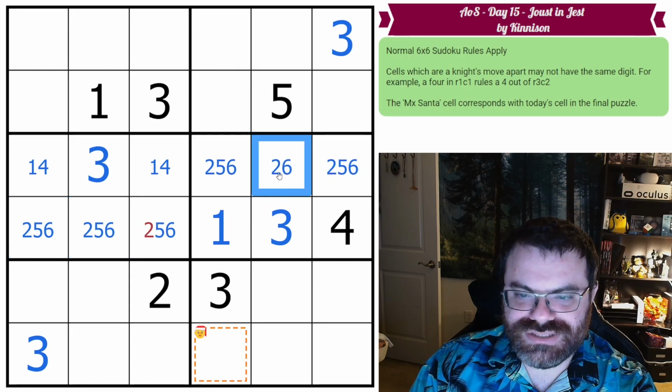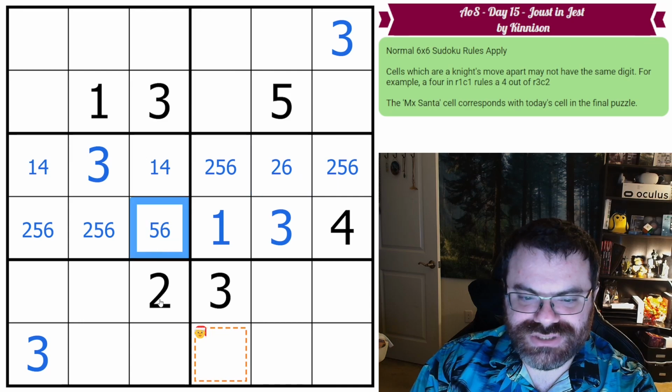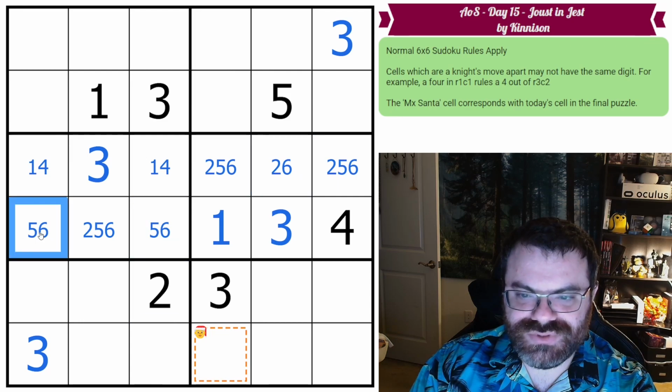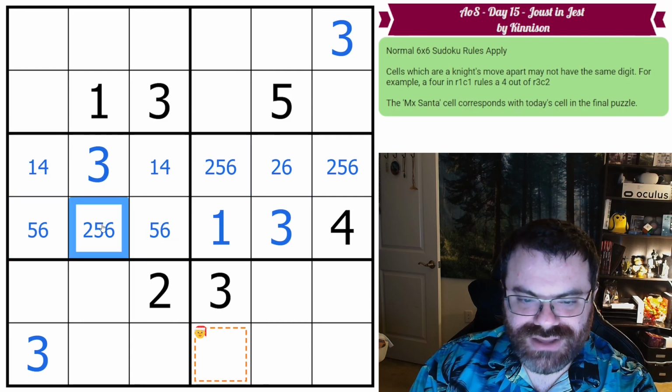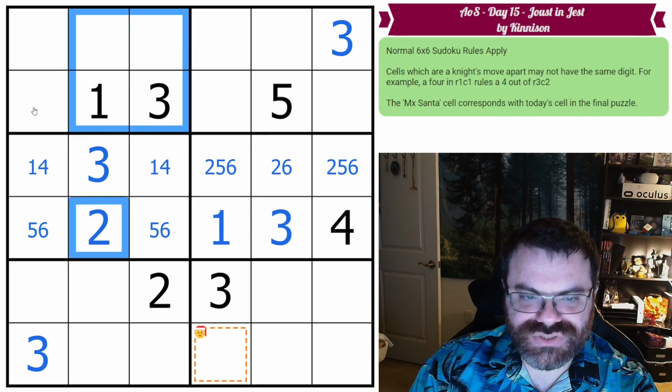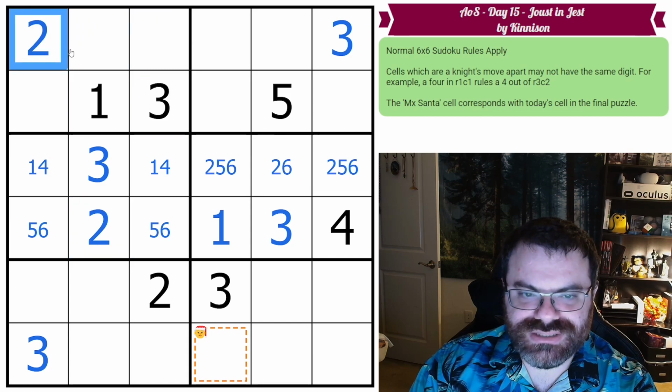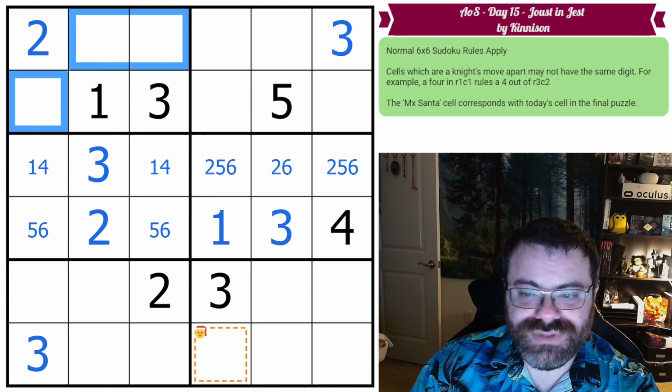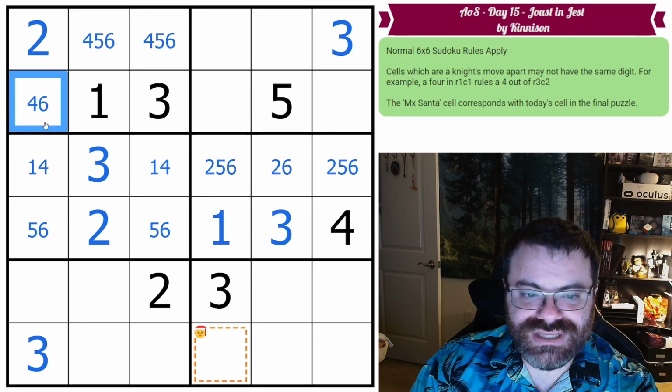This isn't a 5, this isn't a 2, but this 2 also sees here by knight's move. So now the 2 can only go here in the box or the row. These 2s do look up, and this 2 does see here by knight's move, so this has to be the 2 in the box. So the remaining digits in the box are going to be 4, 5, 6. This can't be a 5.